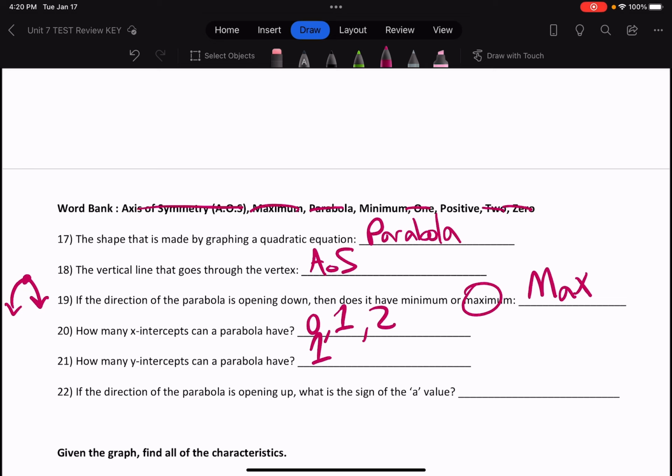And then if the direction of the parabola is opening up, so it's looking like this, what is the sign of the a value? This is going to be a positive a value because we're opening up, so it makes a smiley face.